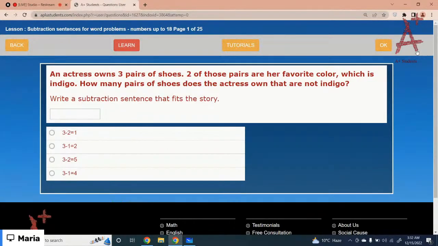Which of the options is the correct one? You have to look for the numbers involved. The numbers are 3 and 2. So always write the greater number first. So it would be 3 take away 2. So 3 take away 2 equals 1. That means the first option is the correct one. Got it? That is the subtraction sentence that fits the story. So just select the correct option, then click on the OK button.